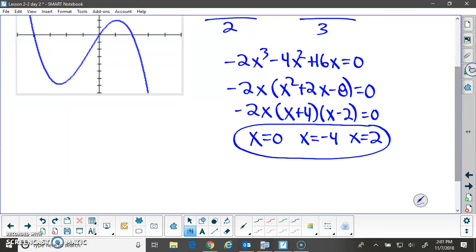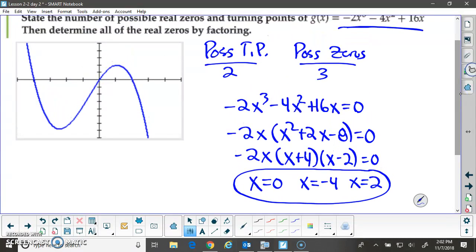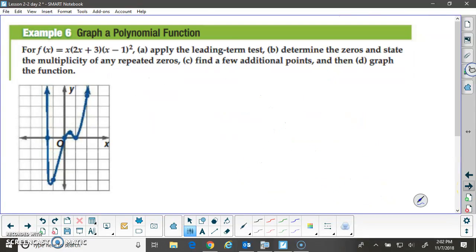And these answers should make sense with the graphical solutions. We should see it cross at 2, cross at 0, and cross at negative 4. So now let's talk about when you're given a function in a factored form, like you can see this one. Okay? It makes it really easy to identify the zeros when it's in a factored form.